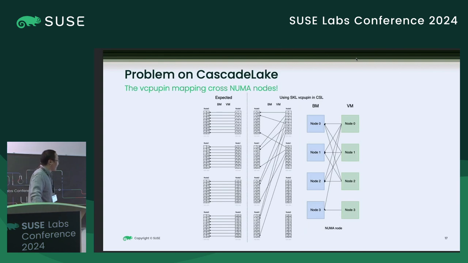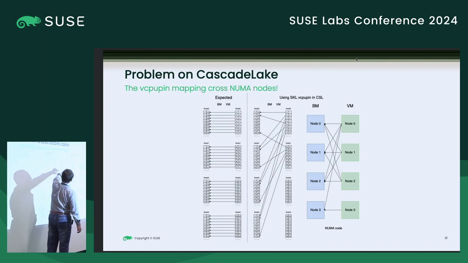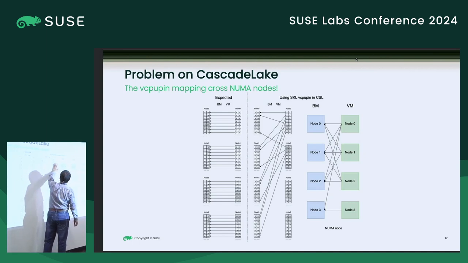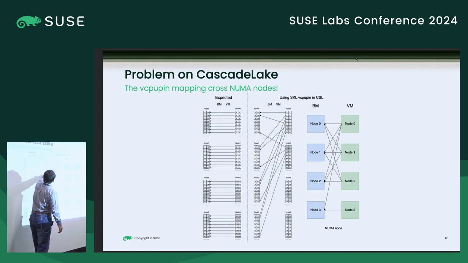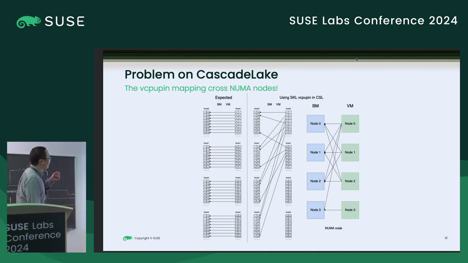So the left is our expected result, where each NUMA maps to a local NUMA node. But if we use the CascadeLake vcpupin config, the virtual machine crosses NUMA nodes. Although the operating system runs the virtual machine in the different NUMA node, inside the virtual machine the different CPUs are bound to different nodes. This is the root cause of the bad performance. That's why, when we deploy a virtual machine and need high performance, we need to understand the CPU structure on bare metal.